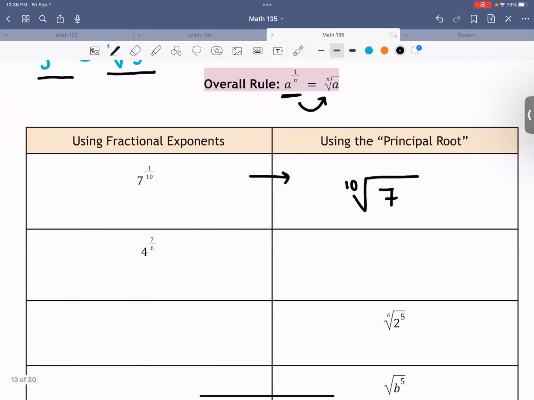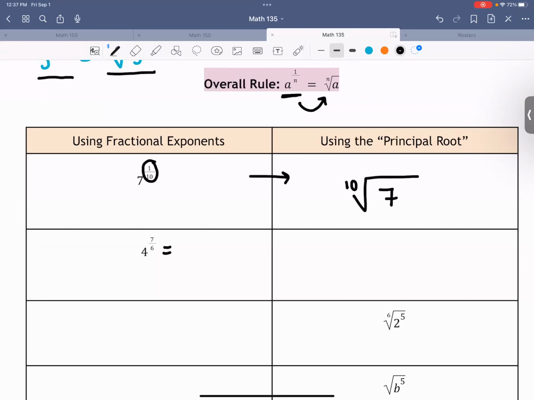Okay, what about 4 to the 7/6? That one's a little bit more tough. The last one was easy because it was 1 over something. Now we have 7 over something. Here's where it gets a little tricky. I guess 6 might go in the cranny, but what goes inside the square root? Let me show you how I would think about it. You don't have to do this every time, but I want to show you what happens and why. I'm actually going to rewrite this in a different way.